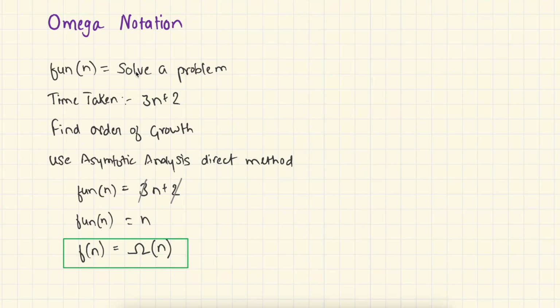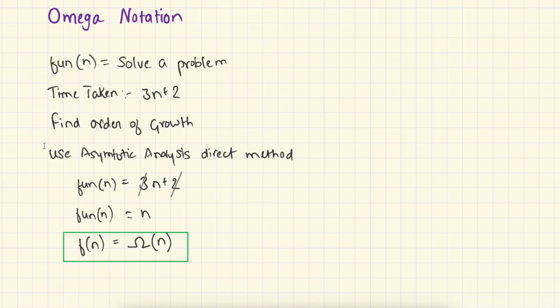So let's get started. Let's say we are given a function to solve a problem, and we are also given the expression of time taken by this program to solve the problem. Now we have to find the order of growth of this function. Here we can use the direct method of asymptotic analysis to find the order of growth of this function or an algorithm. How do we do it? The direct method says cancel the lower order term, cancel the coefficient of the higher order term, and then you get the final order of growth of a function.